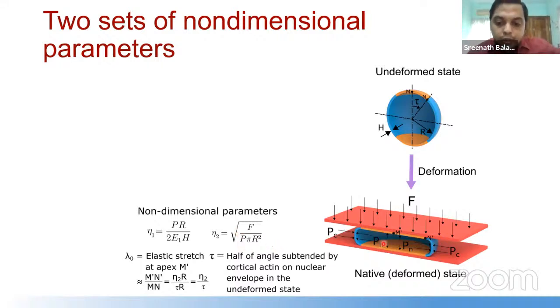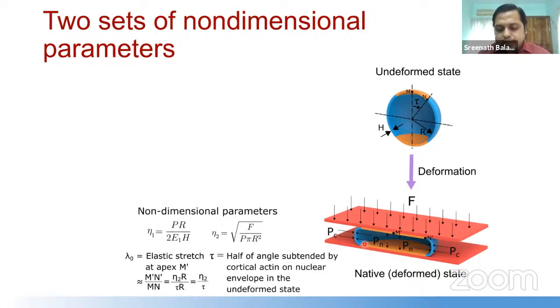Now, since you have only two non-dimensional parameters, if you take any three shape parameters of the nucleus, there should be some relation. So let us say I take some three shape parameters. Let's say I take the volume, the surface area, and the projected area. Projected area means if I look at this shape from the top, I will see a circle, and the area of that circle is another measure.